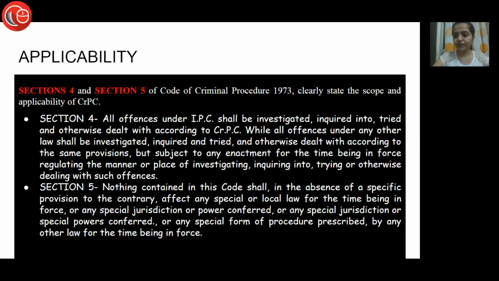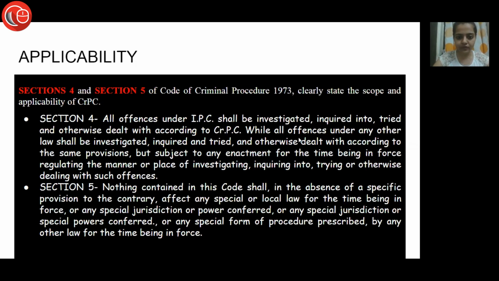It means that section 5 saves other laws over CRPC. CRPC will not override other laws. Again, the Customs Act prescribes a whole different procedure for confiscation of property, while CRPC provides a different procedure. But since the Customs Act is a special act, it will override CRPC. CRPC will not be applicable on the Customs Act, but if any act does not mention any procedure, then the general law will be CRPC.